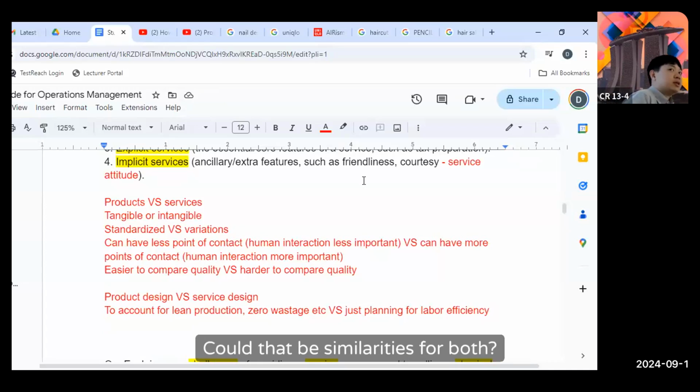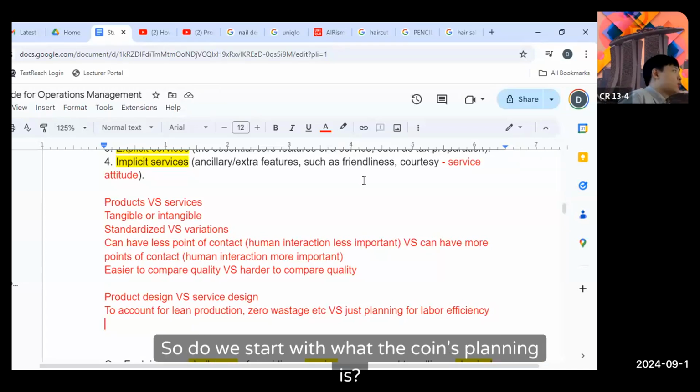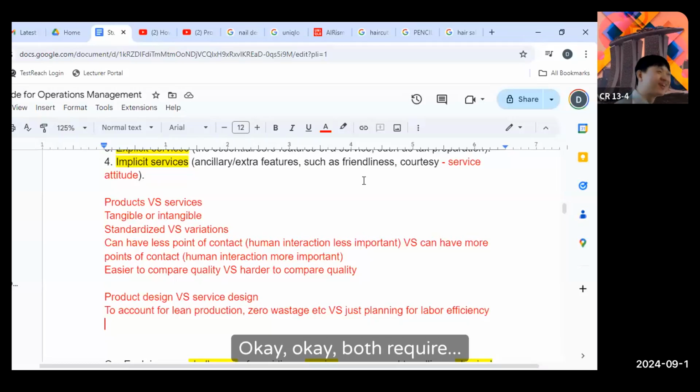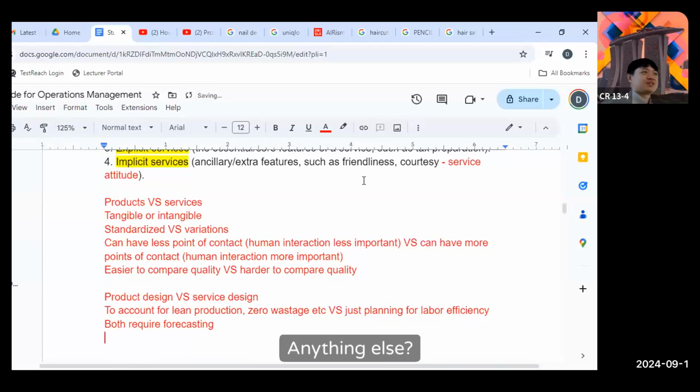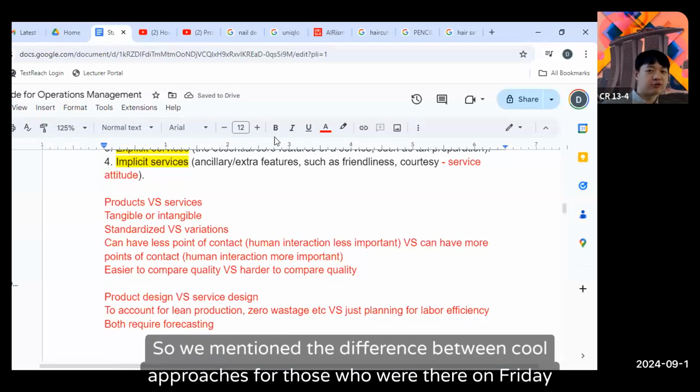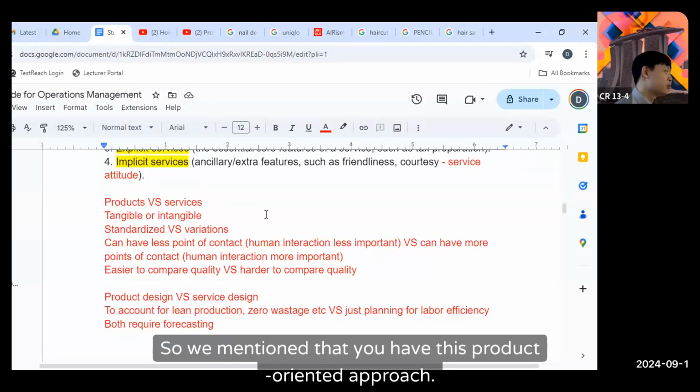Could there be similarities for both? Both require planning, forecasting. Okay, anything else? So we mentioned the difference between two approaches, for those who were there on Friday and listening. So we mentioned that you have this product-oriented approach.